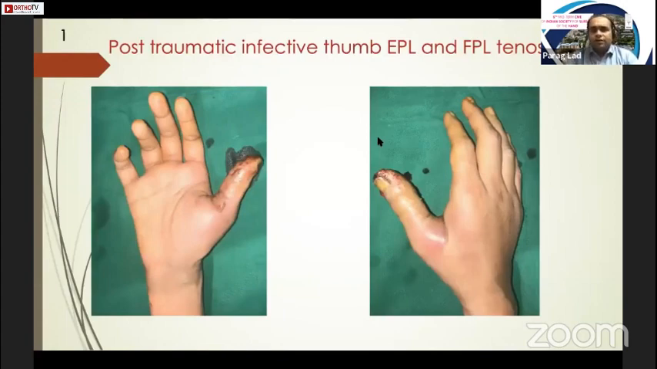I am going to discuss 4 to 5 cases. Like this case, the patient had a post-traumatic injury at the thumb tip, probably while cutting vegetables. And if we see, there are signs of a felon also, so there is a nail bed infection. And this redness along the volar aspect is suggestive of flexor pollicis longus, as well as the dorsal aspect is suggestive of extensor pollicis longus tenosynovitis.